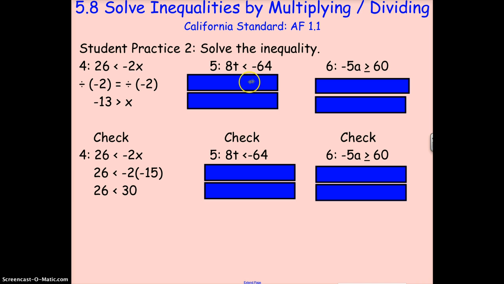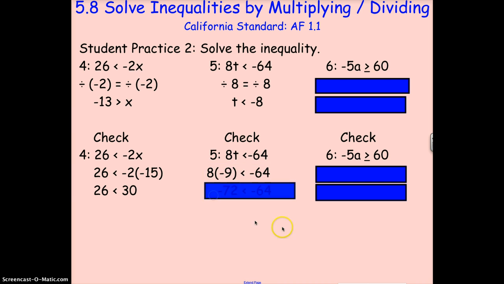Problem number 5. I'm dividing both sides by positive 8. Now notice I'm not dividing both sides by a negative. There is a negative in the problem, but I'm not moving it, so I do not change my sign. So I end up with negative 8. For my check, I need to choose a number that's less than negative 8. For example, negative 9, negative 10, whatever I would like. And I end up with negative 72 is less than negative 64, which is true.